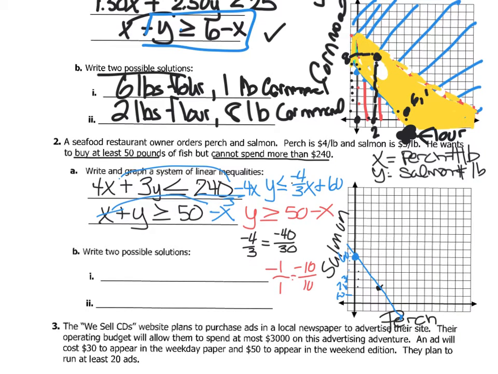Same thing, same slope. Okay, so my y-intercept's 50, which is here, and we're going to go down 10 to the right 10, down 10 to the right 10, and so on. All right, so this line as well is solid, and it's just going to be right on the outside.